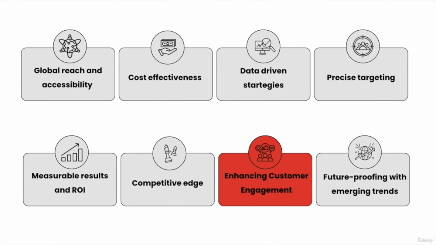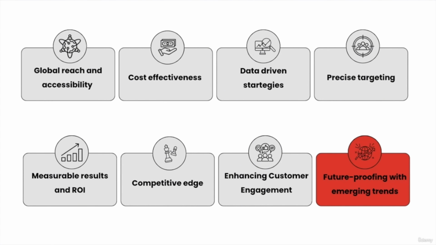Enhancing customer engagement. Digital platforms like social media allow businesses to engage directly with customers, building trust and loyalty. Interactive campaigns and customer feedback mechanisms strengthen relationships. Future proofing with emerging trends. With trends like artificial intelligence, virtual reality, and automation emerging, digital marketing is evolving. Adapting to these trends ensures businesses remain relevant and ahead of the curve.